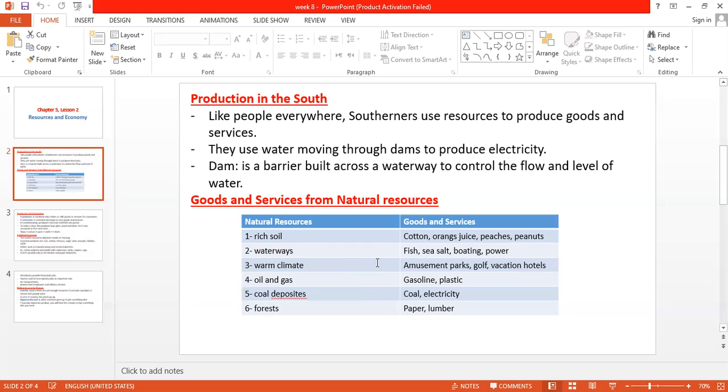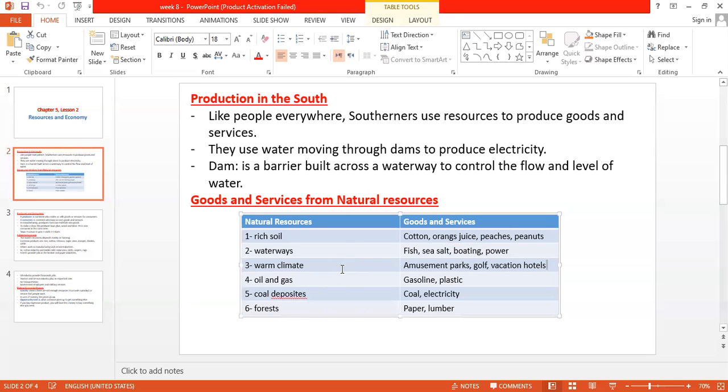So the government uses or benefits from the warm climate in the south to build many amusement parks, golf courses, and hotels. So you can take your vacation in the South and enjoy the warm weather. Okay, what else?